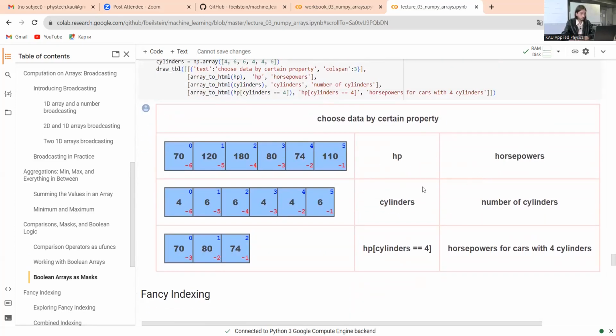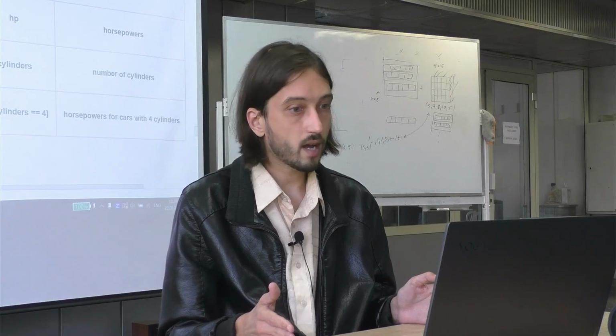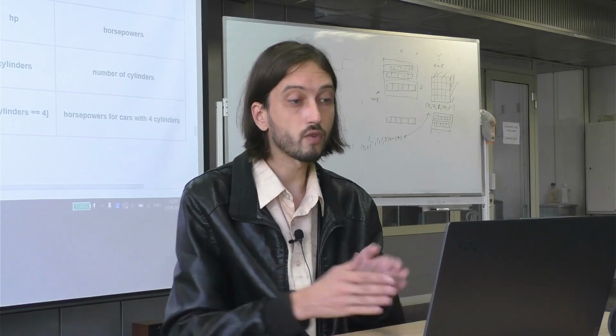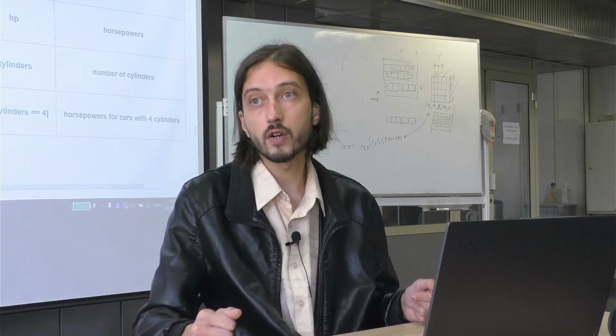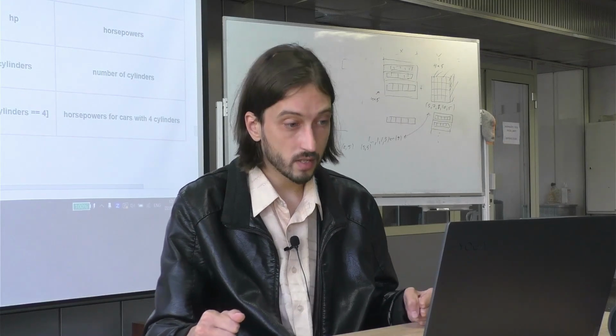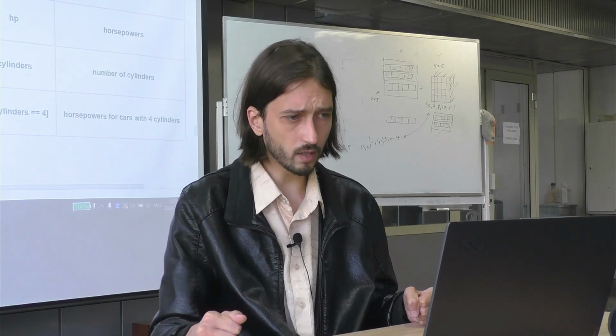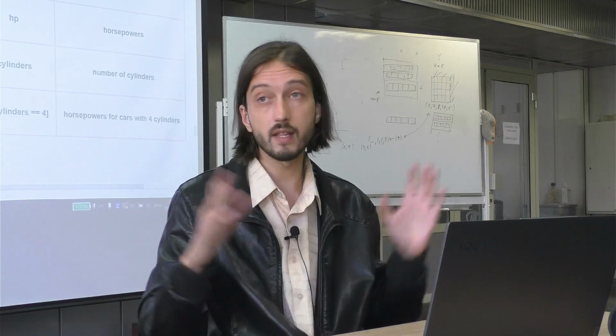Here is a bit more useful example. You have two arrays that are connected to, let's say, some sort of vehicles. One array contains the horsepowers of those vehicles, and the other array contains the number of cylinders. And for example, this is your data set.